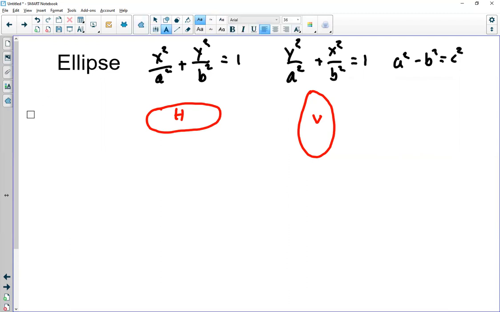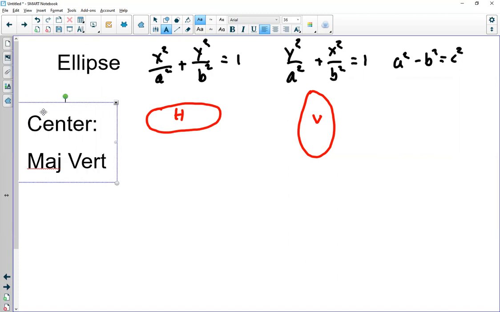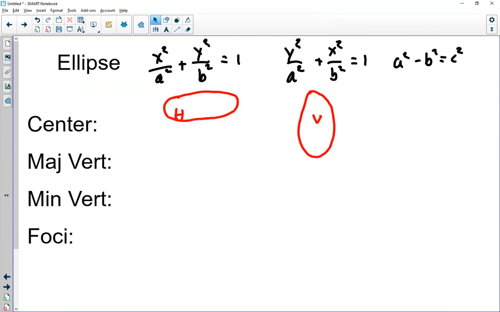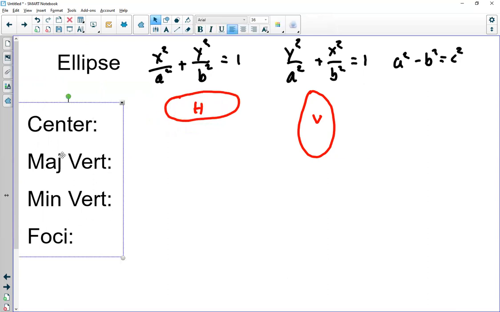So for this one, you need to point out the center, the major vertices, the minor vertices. Center's over here, 0, right? And then you got to point out the foci also. And I say foci because there's 2 points for the focus. So that's multiple foci. Now for us, the center will always be 0, 0, so that's a given.